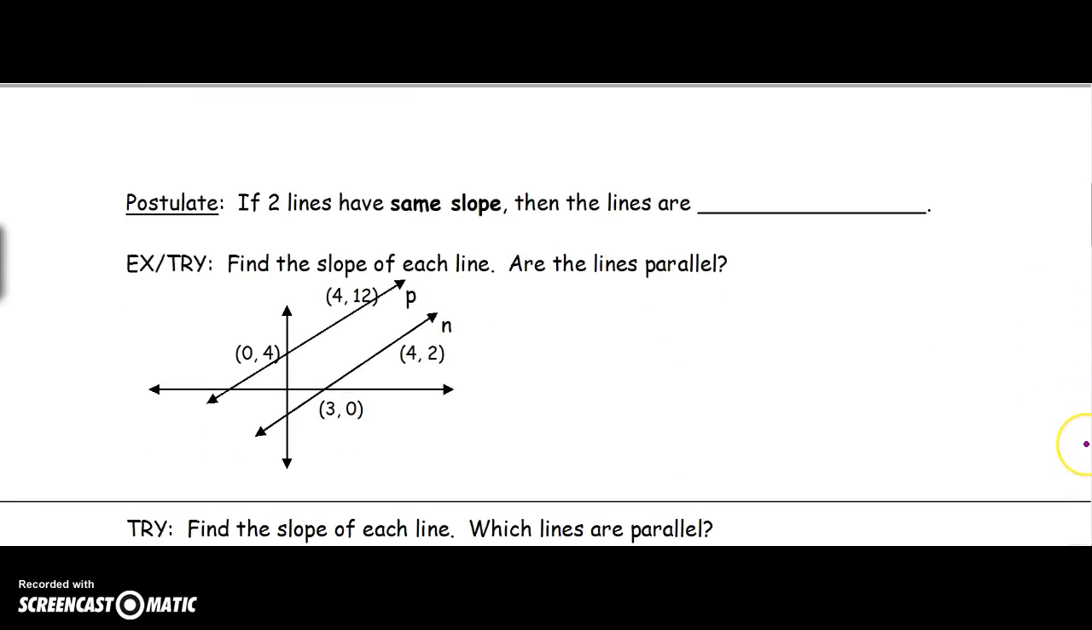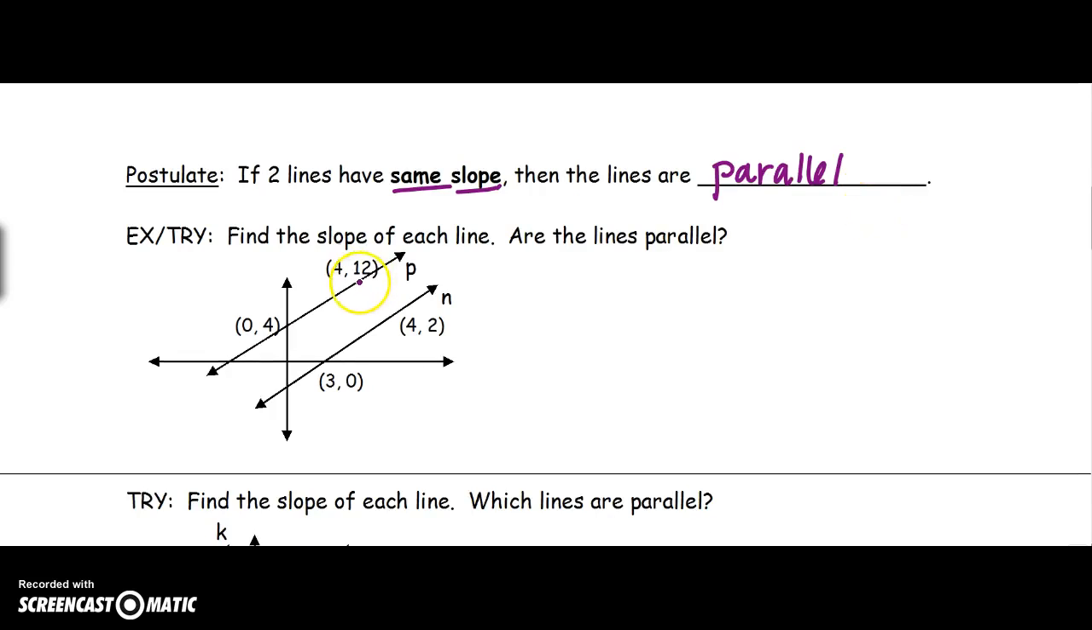So here are some postulates or rules that we have to follow in geometry. It says if two lines have the same slope, then the lines are parallel. So here we have 4, 12 and 0, 4, and here we have 3, 0 and 4, 2. Let's find the slope of line P and the slope of line N.